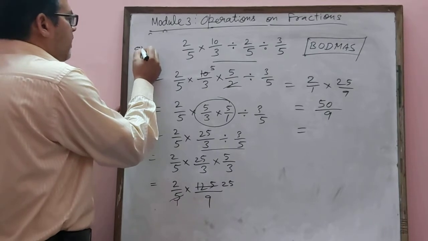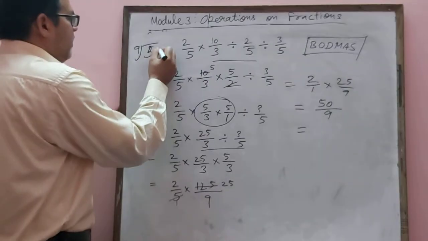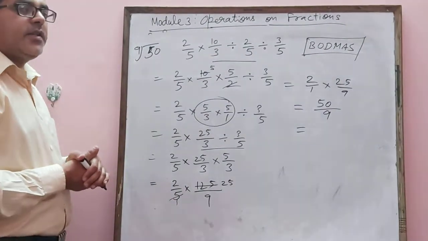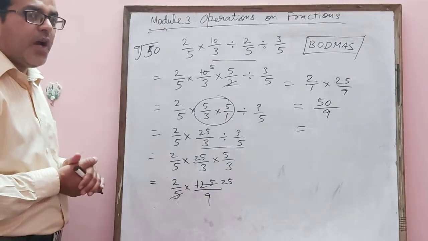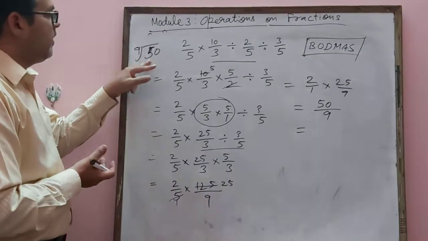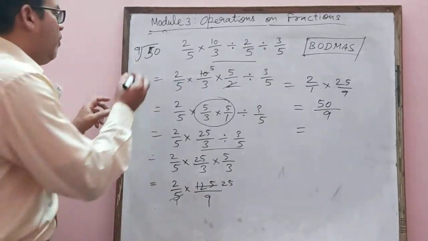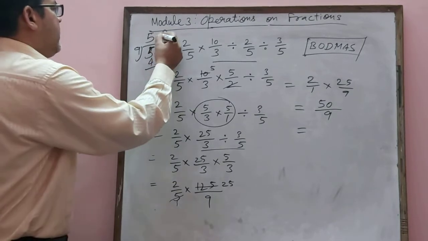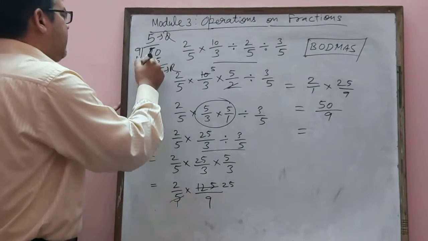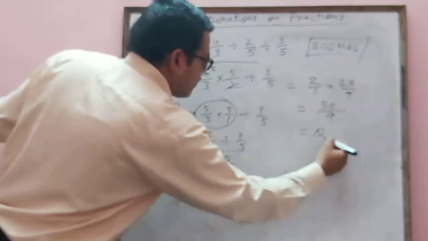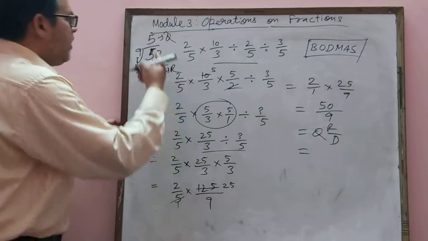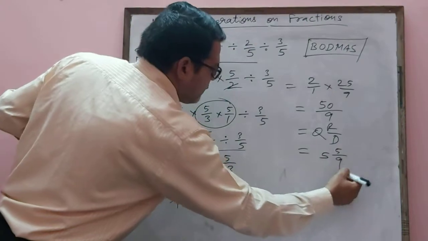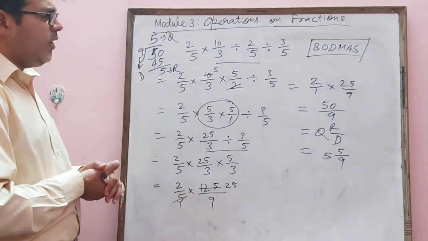How we can convert it into mixed? By dividing 50 by 9. Now where 50 comes in the table of 9? It is 9 5s are 45, 9 6s are 54. 54 is bigger than this 50, so we will go with 9 5s are 45, and 5 is remainder. This 5 is quotient, this 5 is remainder, this is divisor. So what we can write here? Quotient, remainder by divisor. What is quotient? Quotient is 5. Remainder is again 5 and divisor is 9. So we can write here 5 whole 5 by 9.